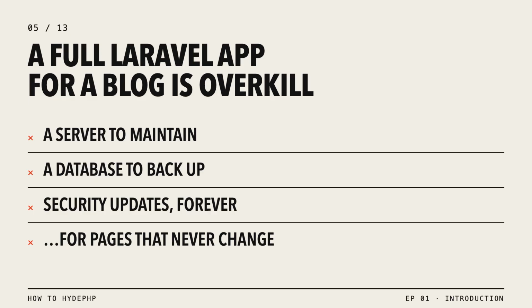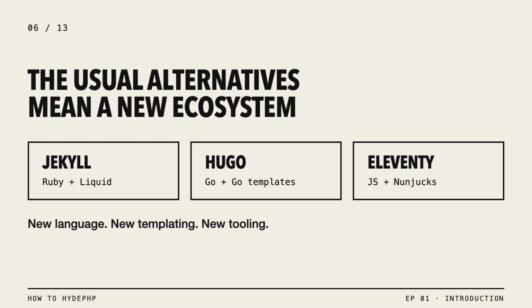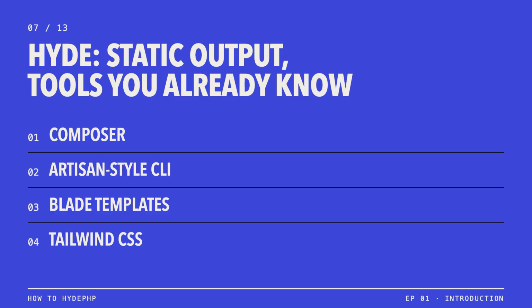So what problem does that solve? If you're a Laravel developer, spinning up a full Laravel app just to serve a blog, some docs, or a landing page is overkill. You'd be maintaining a server, a database, and security updates for pages that never change. The usual alternative is a static site generator from another ecosystem, like Jekyll, Hugo, or Eleventy. But that means learning a new language and new templating. Hide gives you static output with the tools you already know: Composer, artisan-style commands, Blade, and Tailwind CSS.